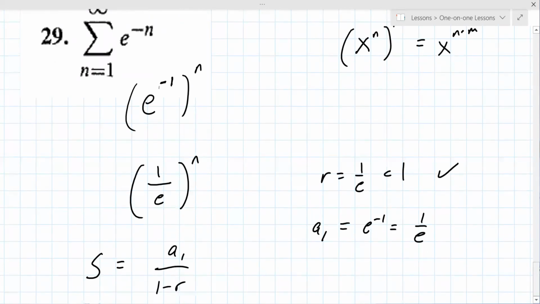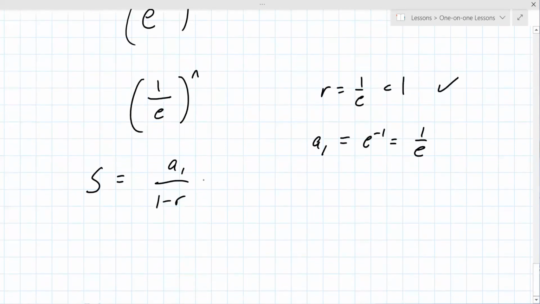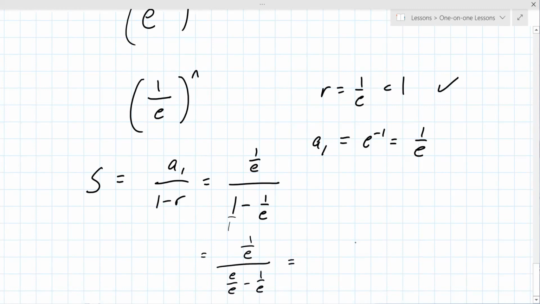Right. Okay, and I would assume your instructor expects you to be able to reduce something like this. So to do that, on the bottom, you have to make a common denominator. So it's e over e minus 1 over e. This is 1 over e minus 1 over e. The e's cancel, and you get 1 over e minus 1. Okay, nice.